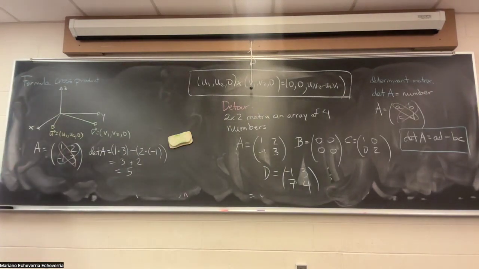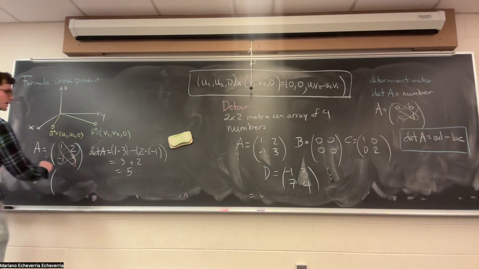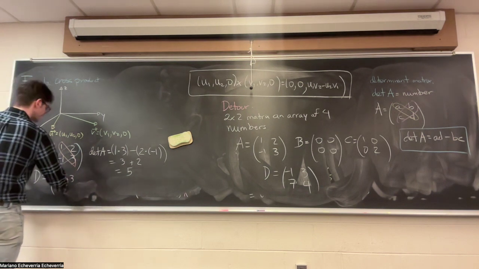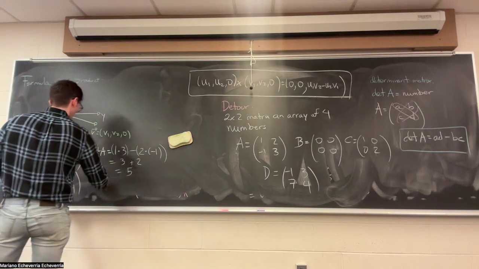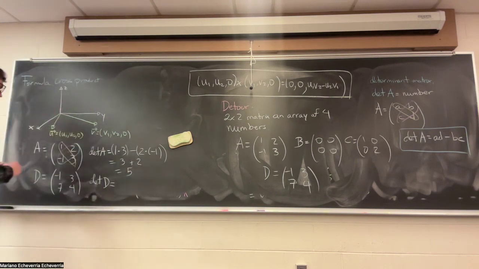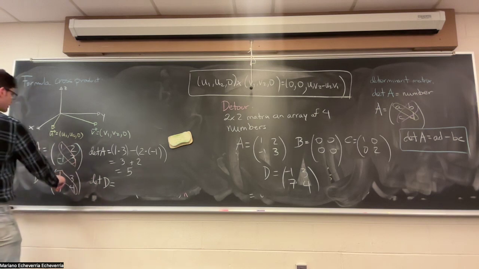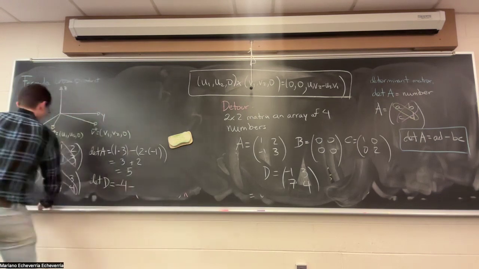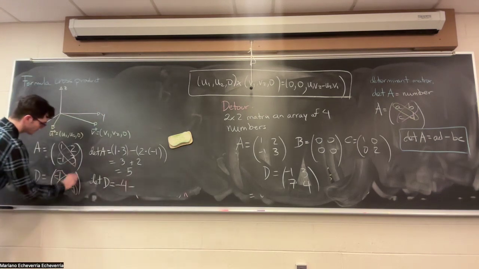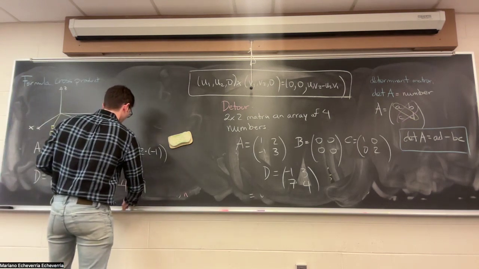And for example, D, let's just do D because that's a little bit more interesting. If you take D there, like -1, 3, 7, 4, what's the determinant of D? Okay, you multiply the elements along this diagonal, so -1 times 4 gives you -4. And then again, there's a minus from the formula, and then 3 times 7 gives you 21. So that's -25.